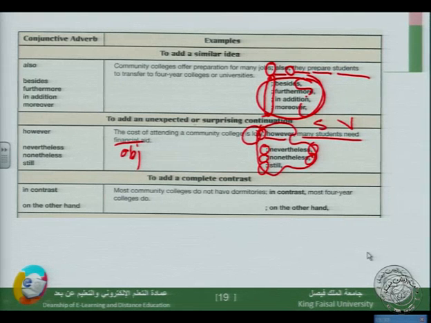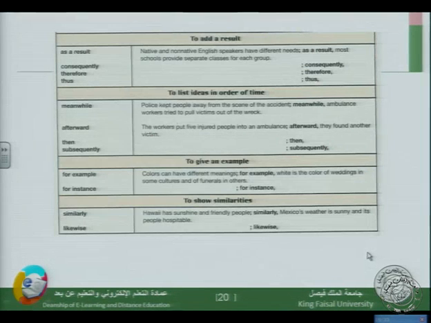In contrast, on the other hand, are also conjunctive adverbs used to add a complete contrast، النقيض. مثلا, most community colleges do not have dormitories; in contrast, most four-year colleges do. In contrast, on the other hand, have the same meaning. Okay, هذه بتعطينا النقيض. So most community colleges do not have dormitories، ما عندهم مساكن جماعية. على النقيض الجامعات أو الكليات اللي هي فيها 4 سنين النظام الدراسي فيها.